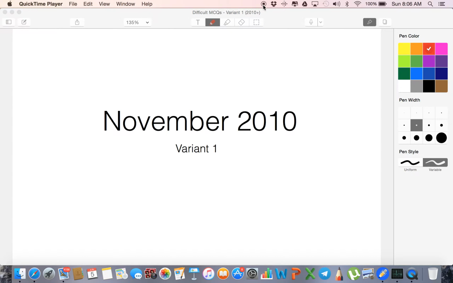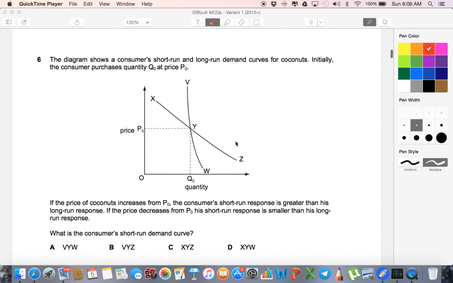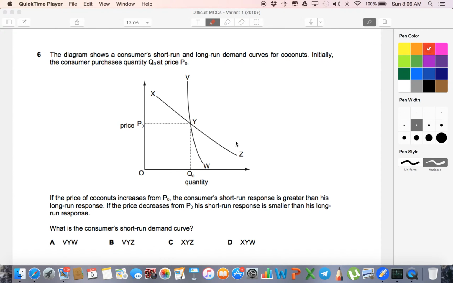These are MCQs from November 2010, variant 1. So the first one that we want to do is question number 6, which says the diagram shows the consumer's short-run and long-run demand curves for coconuts. Initially, the consumer purchases quantity Q naught at price P naught.